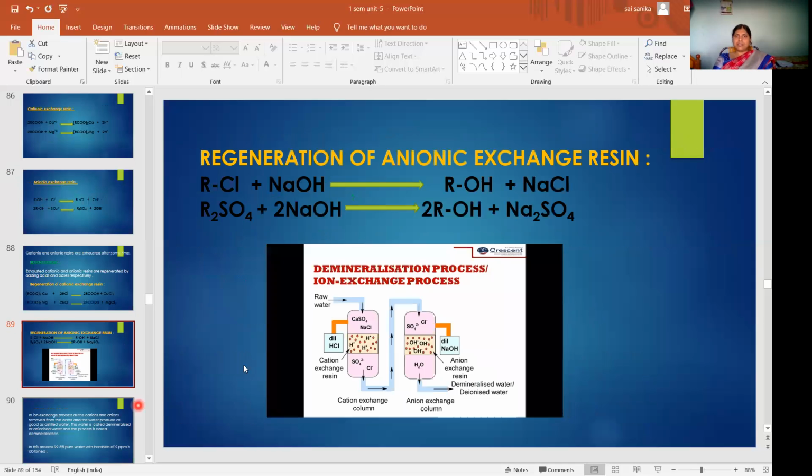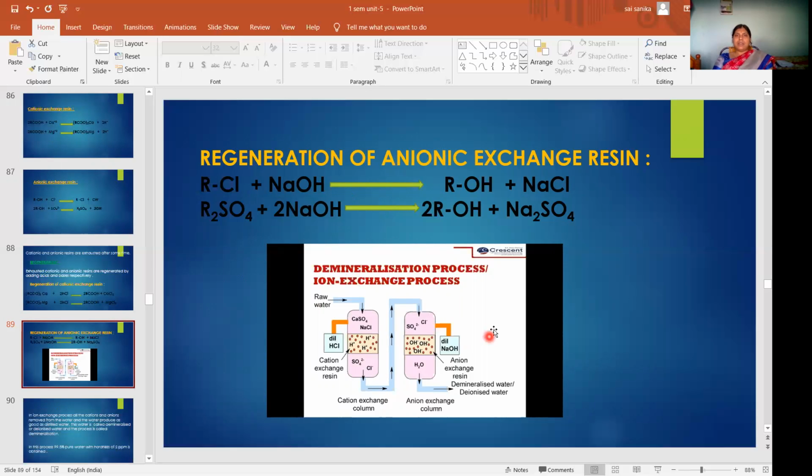Similarly, you can regenerate basic resin. How is basic resin regenerated? When base is passed, NaOH, a strong base, against the strong acid HCl. So when base is passed, then anionic resin is formed and byproducts like NaCl. If Cl is there, NaCl is formed. If SO4 is there, Na2SO4 is formed. Like this, you can regenerate acidic and basic resin.